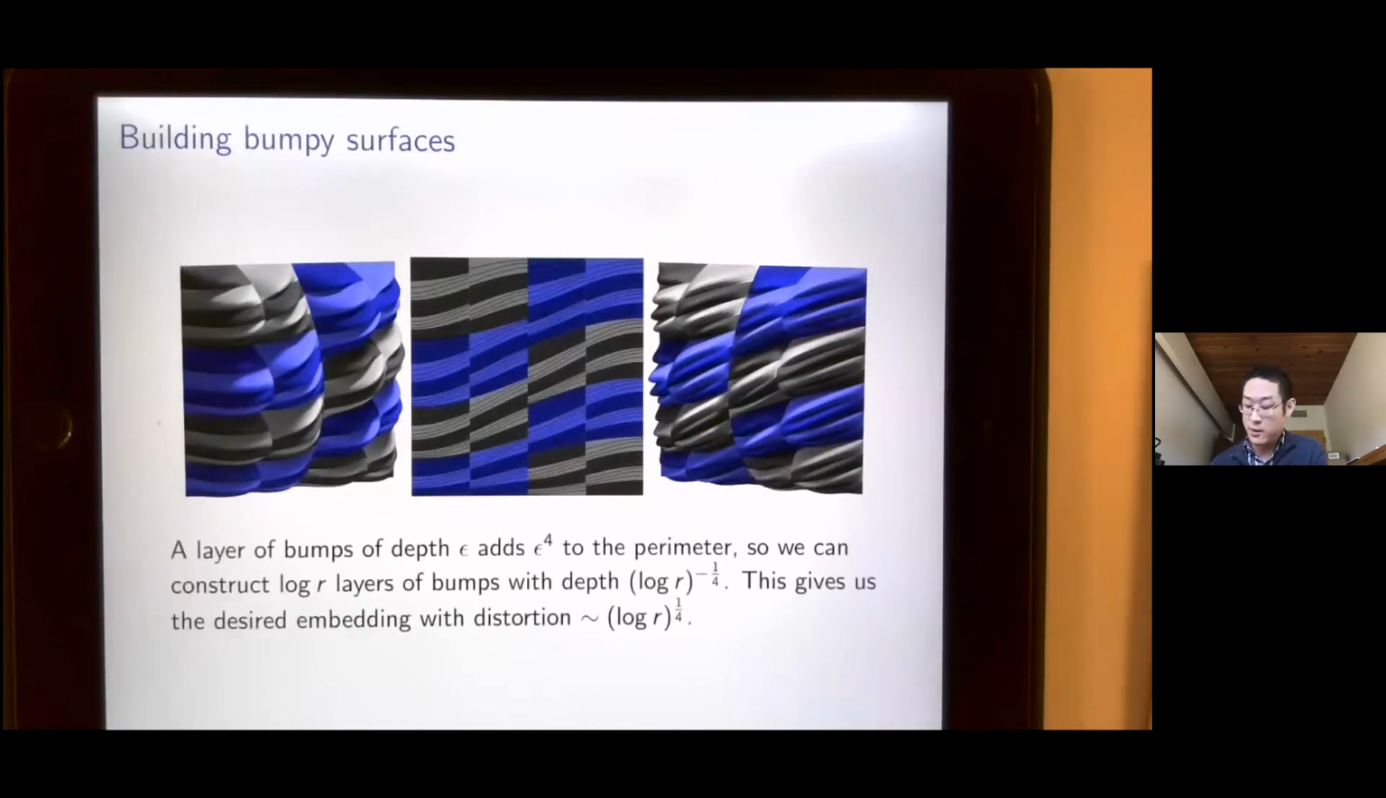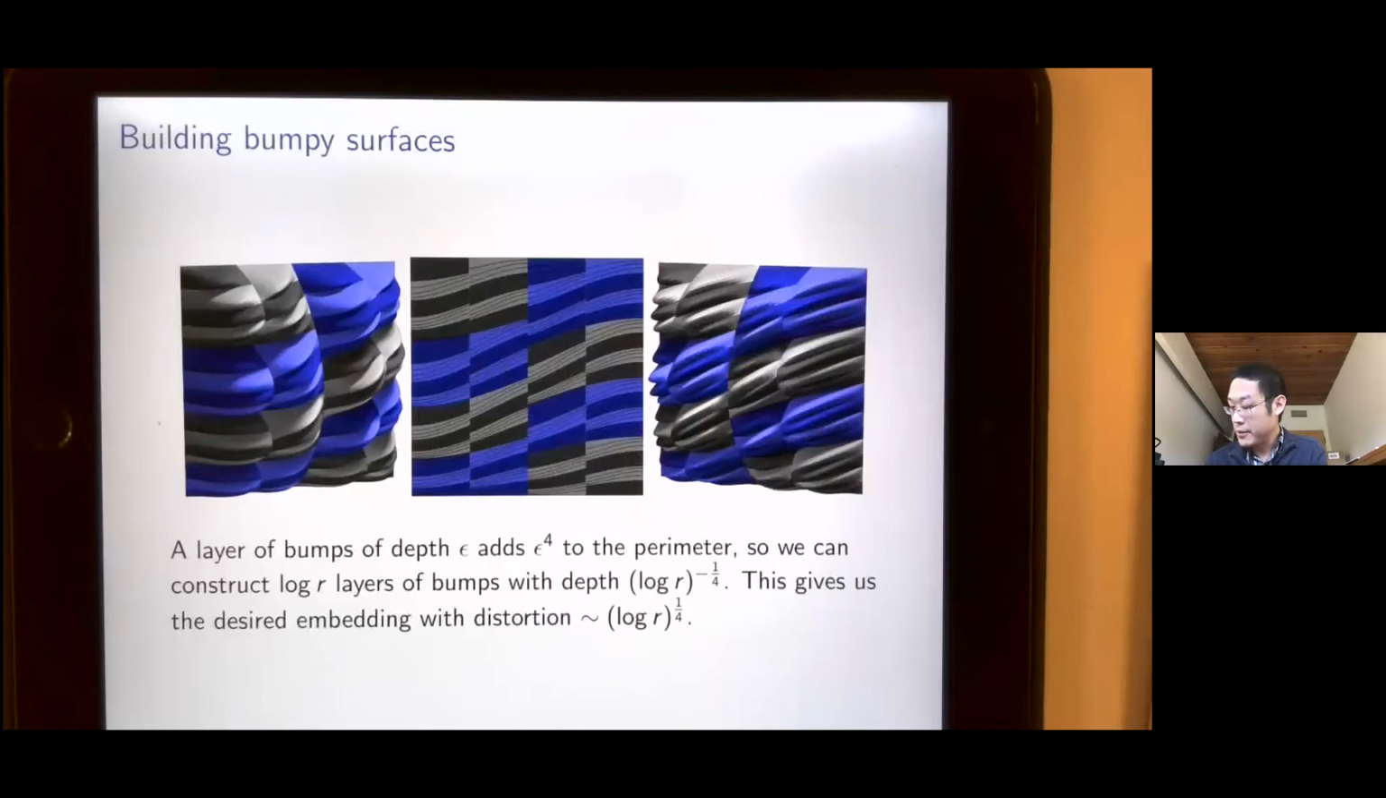Specifically, if you wanted to quantify this, if we add a layer of bumps of depth epsilon, it adds epsilon to the perimeter. So if we want logarithmically many layers of bumps, then they're all going to have depth on the order of (log r)^(1/4) minus 1/4. And that depth is enough to cut enough vertical lines to give us distortion on the order of the 4th root of log. And that's essentially optimal.